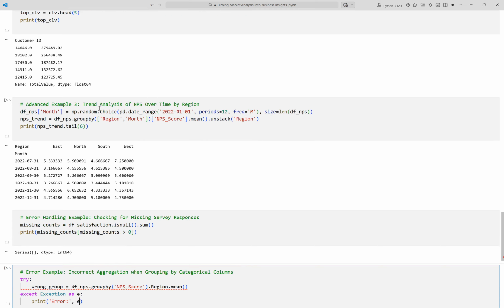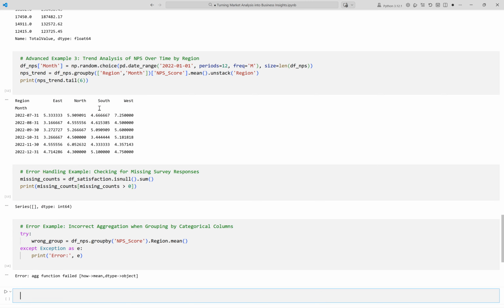Running the cell now. The error message here highlights a common mistake when working with survey data, trying to calculate a mean on categorical text columns like region. Since region stores non-numeric data, aggregation functions like mean can't be applied. This reinforces the lesson's point about carefully checking data types and avoiding invalid operations when summarizing customer or market datasets. Always confirm column types before aggregating. Can you fix the code?